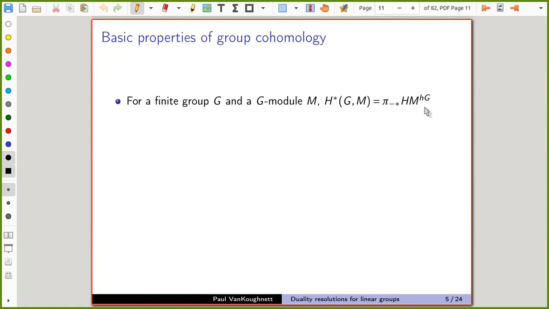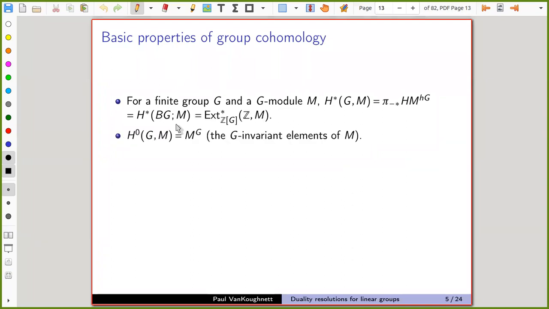So first of all, we could define this using stable homotopy theory. We could say, take the Eilenberg-MacLane spectrum, which has M as its zeroth homotopy group, take the homotopy fixed points of G acting on that, and the homotopy groups of that give you the group cohomology. We could also say that G has a classifying space, BG, and M is a local system on BG. And so we could take the singular cohomology of BG with coefficients in that local system. Finally, we could define it in terms of Ext. So this is Ext over the group algebra of G from Z into M.